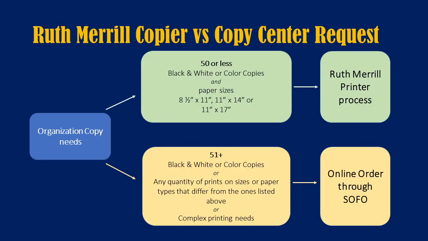How do you determine if you should do an online order for a copy center request or use the Ruth Merrill printer? In general, if you only need 50 or less color or black and white copies on standard paper sizes, Ruth Merrill printer will be quicker, cheaper, and easier. If you have more than 50 copies, have complex printing needs, or need different types of paper, an online order through SOFO for a print job at the copy center will be most suitable. You will need to schedule an appointment for an online order in order to submit a request to print at the copy center.